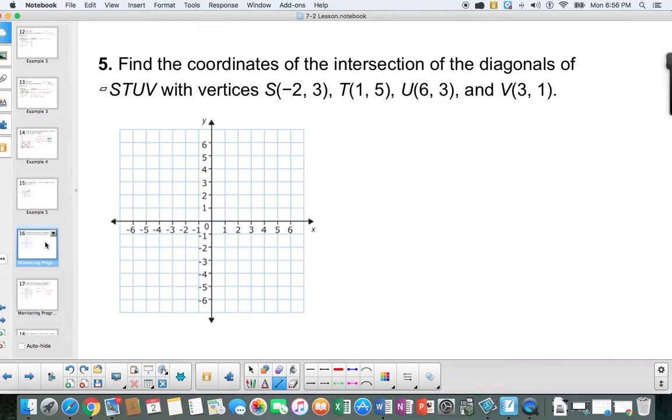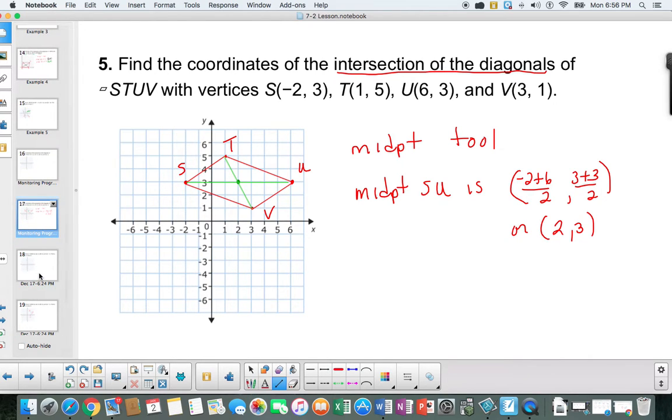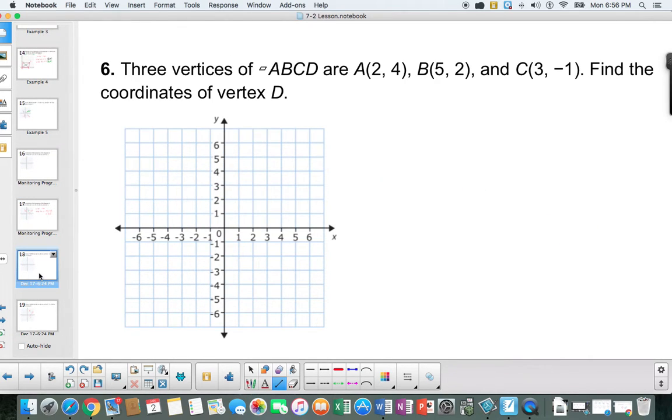Okay, your turn. Go ahead and see if you can find the intersection of the diagonals. Stop the screencast. And here's the answer. Notice that I only had to find one of the midpoints because the other one will be exactly the same. Your turn to find the coordinate of D. Plot the points and see if you can find it.